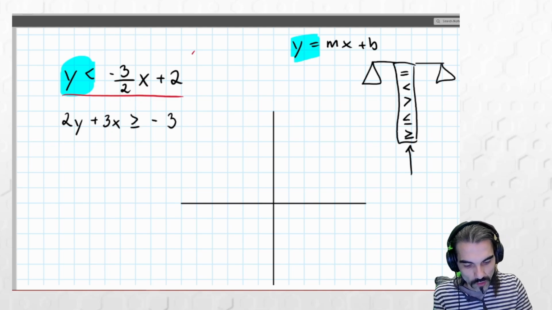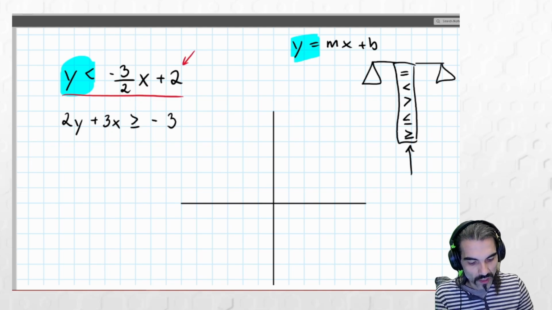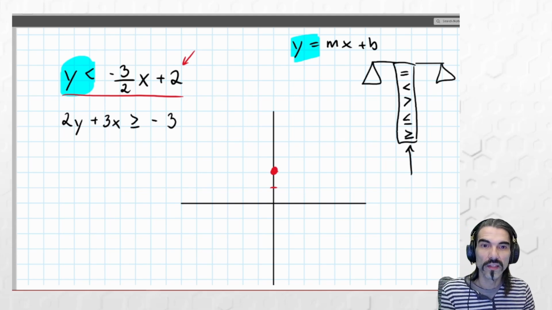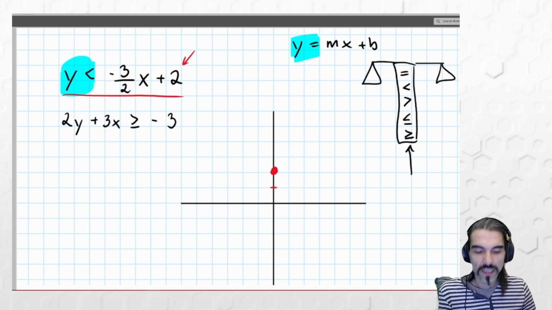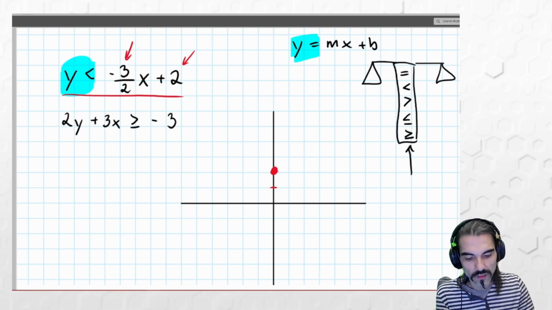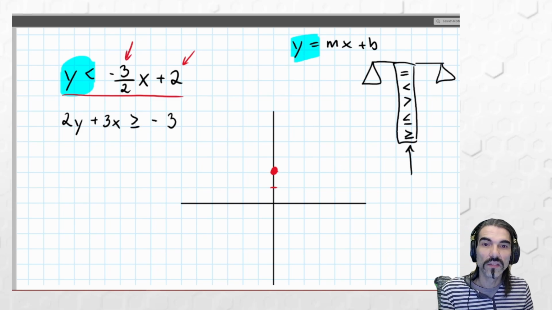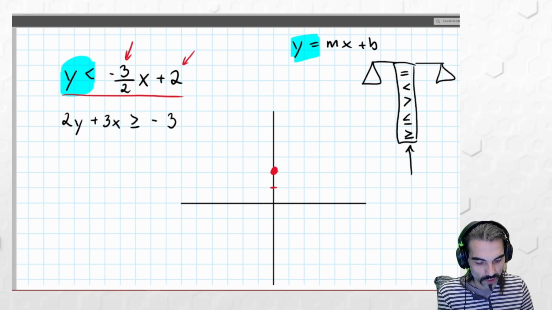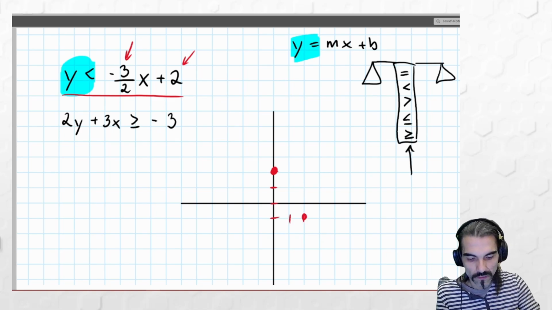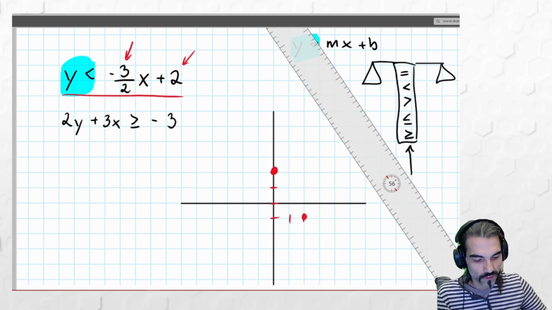I'm going to go to our y-intercept first, go up +2 for our y-intercept, and then I'm going to take our slope, the rise over run, and go down 3 times over 2. 1, 2, 3, 1, 2. There's our finalized dot for the second count.